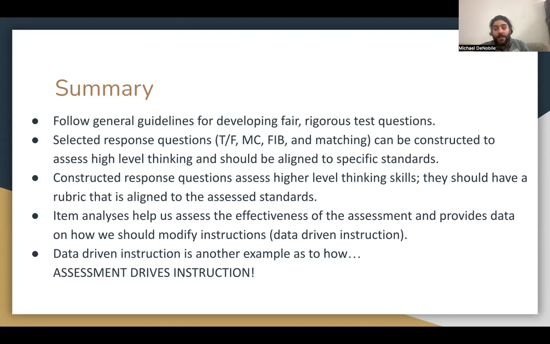And it aligns to the standards that you're doing in your program, because eventually the students have to pass that exam. Constructed response questions assess higher level thinking skills. They should have a rubric that is aligned to the assessed standards. You do both of this so that you could do item analyses, which will help us assess the effectiveness of the assessment and provide data on how we should modify instruction. This is known as data-driven instruction, and data-driven instruction is another example as to how assessment drives instruction.